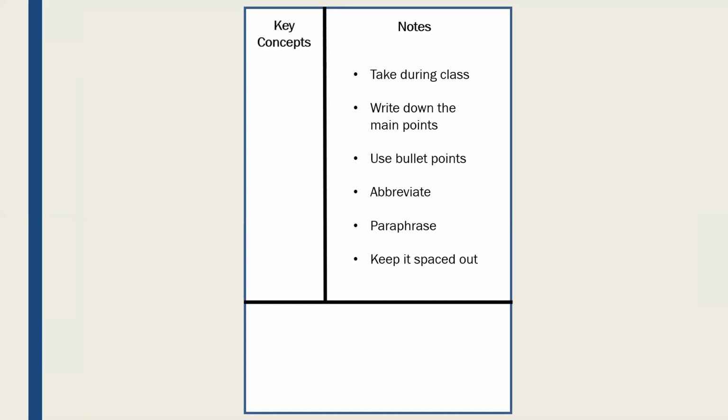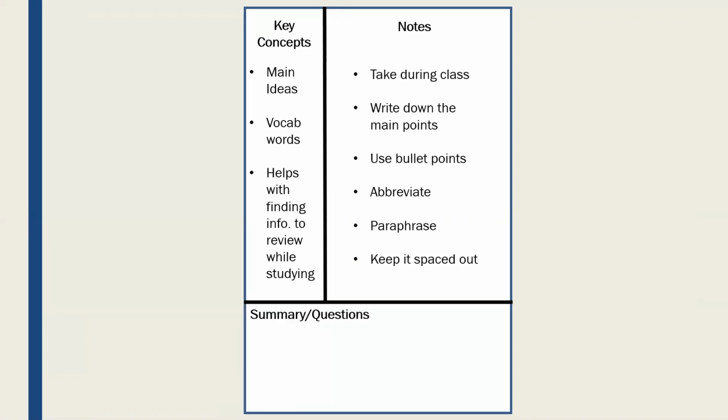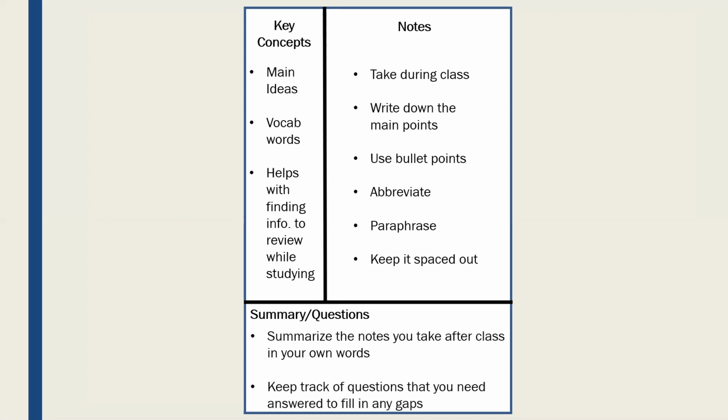And then here in the left-hand column, you want to write down those key concepts, which are basically the main ideas or those vocab words. These will help you find that information when you go back to review while studying. You just want to make sure that these key concepts line up and correlate with the notes in the right-hand column. Then after class, you want to do the summary and questions. So you just want to summarize what you learned in your own words and also keep track of any questions that you may have in order to fill in any gaps in the information.